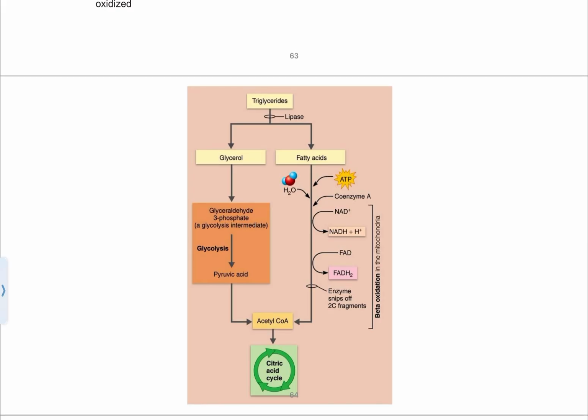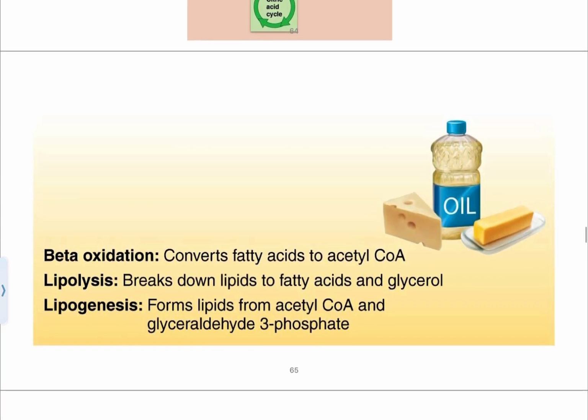So this is showing you the triglyceride breakdown into glycerol and the fatty acid chains. The glycerol becomes a glycolysis intermediate that can go through glycolysis to produce pyruvic acid. But we only are able to produce 1 pyruvic acid, so we only get 1 acetyl-CoA that can go into the citric acid cycle. Our fatty acids, you don't need to know the specific products of their breakdown. Just understand that they're eventually going to be converted into acetyl-CoA by a process called beta oxidation and then able to enter into the citric acid cycle.